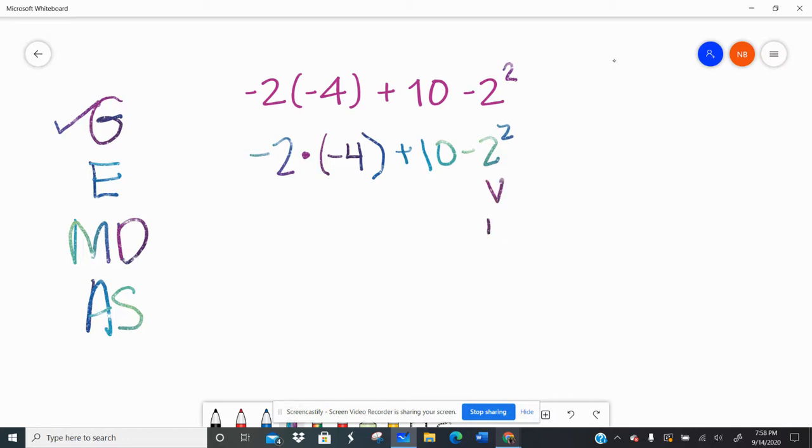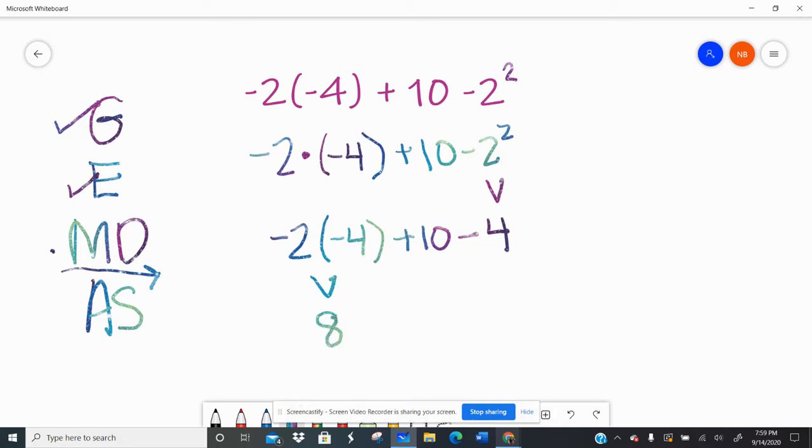So now I look at the exponent, 2 squared. Well, 2 squared is 4, right? 2 times itself. And then I'm just going to bring everything else down. Done with exponents. I'm going to multiply and divide from left to right. So I have -2 times -4. Multiplying integers, I ignore the signs and I just multiply. 2 times 4 is 8. And remember, same sign, then the answer is going to be positive with multiplication. So a negative times a negative is a positive. So that's +8 plus 10 minus 4.